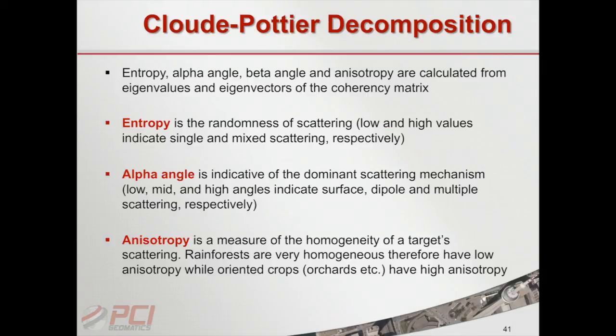Next decomposition is a famous Cloude-Pottier decomposition. Basically it breaks things down into entropy, which is a measure of randomness, alpha angle, which indicates the dominant scattering, whether it's surface or a dipole, which is kind of like a reed or a tree, or volume scatterer. And anisotropy, which again is, do you have a preferred direction or not? Does it scatter in all directions equally, or does it scatter in one direction in particular?